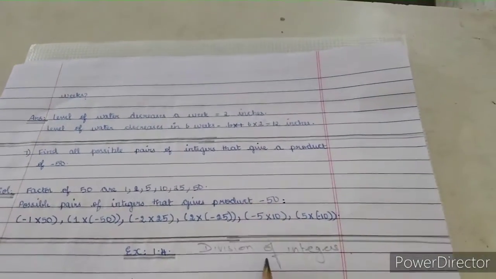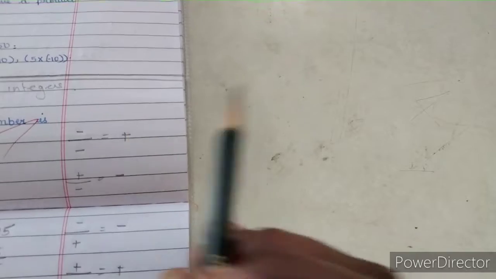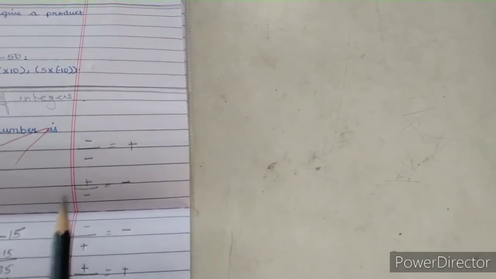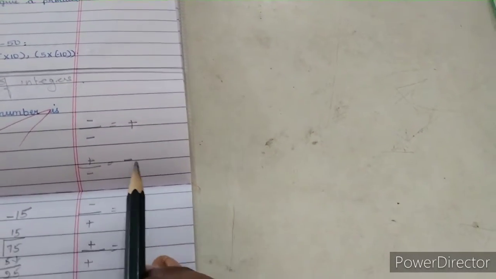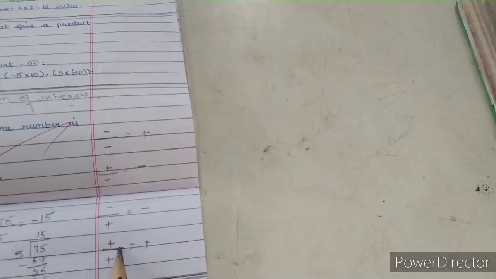Next one is division of integers. Here we are going to use the division rule. So minus divided by minus, in the answer you have to write the plus sign. Plus divided by minus, in the answer minus sign should come. Minus divided by plus equal to minus. Plus divided by plus equal to plus.